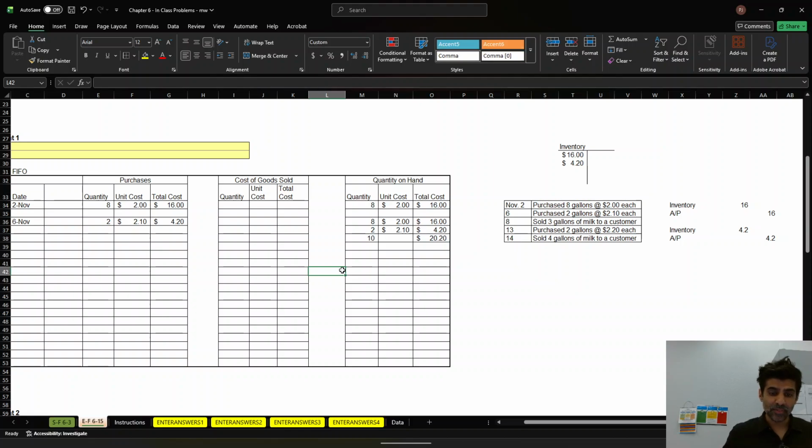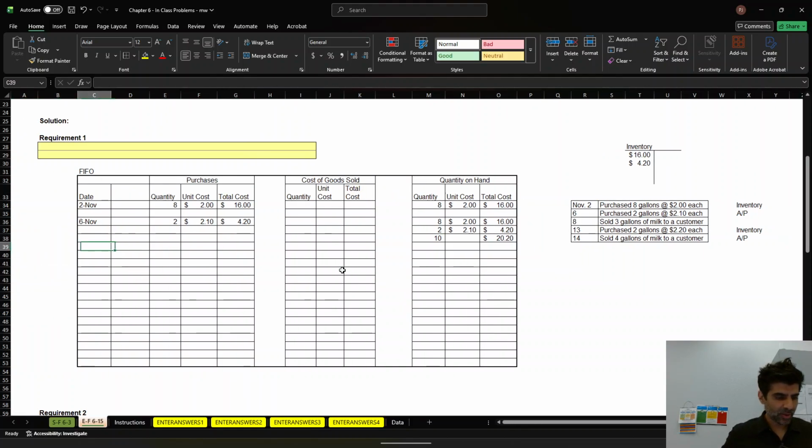Okay? Okay, so now we have a sales transaction on November 8th. So the question is, which 3 units are we selling? Are we going to take 2 from here and then 1 from here? Are we going to start from here and just take all 3? Well, it depends on our inventory costing method. We're using FIFO in this case. So we're going to start from the oldest, which are these 8 units, and we're going to start taking units from there. Okay, so in this case, we're selling 3. So we have enough in this $2 layer to cost the entire transaction.